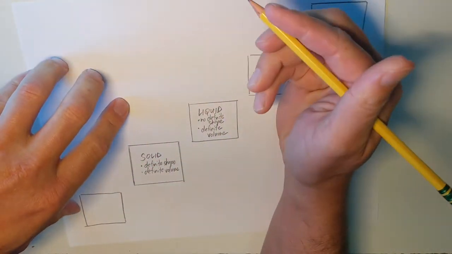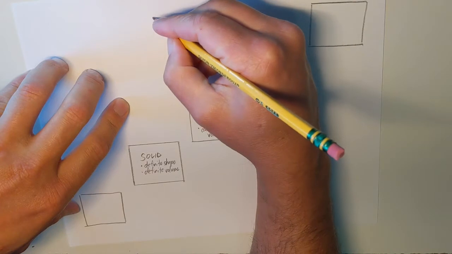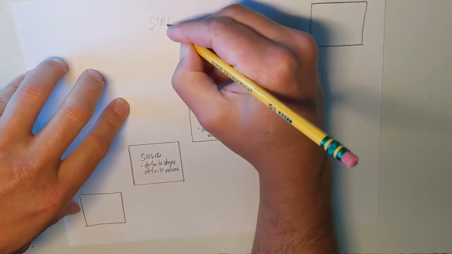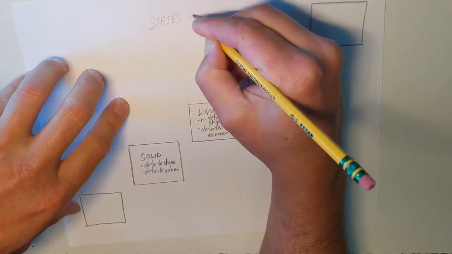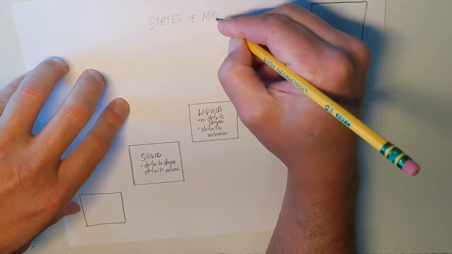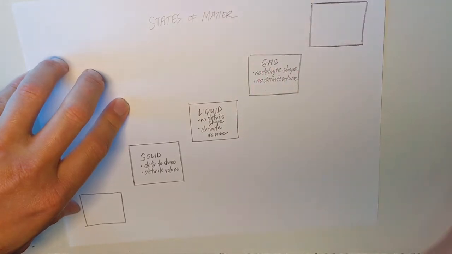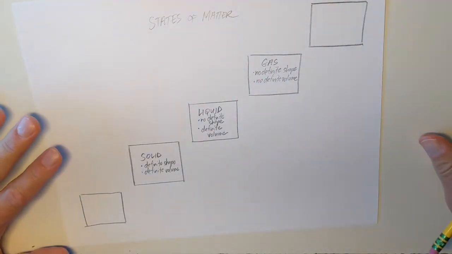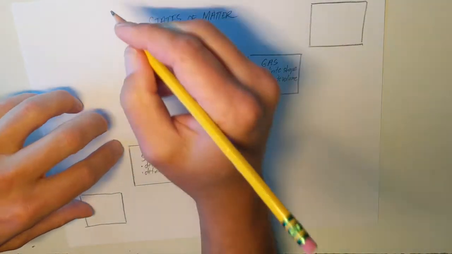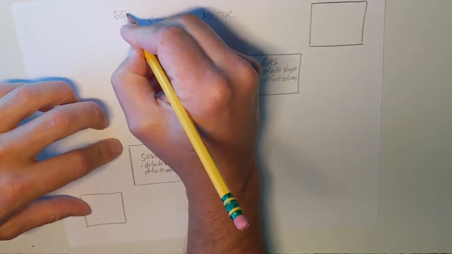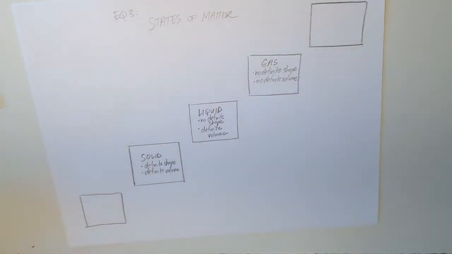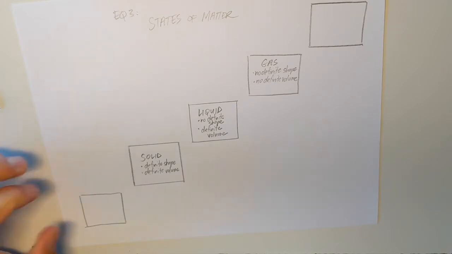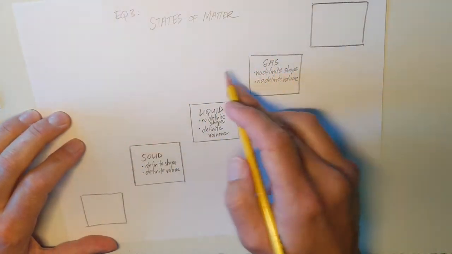Now let's go ahead and put a title here at the top, and let's just write states of matter. And if you want to, let's go ahead and write EQ3 on that as well. So what are the states of matter is our question. So we'll just say EQ3 states of matter. Now we're just going to work within this little box here for right now.